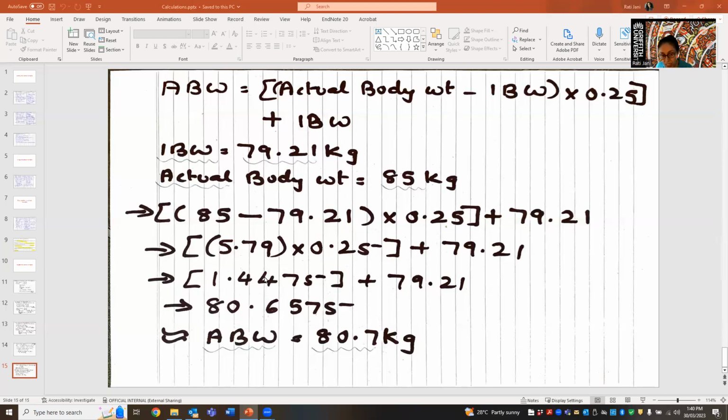Now you have to do an addition of the final bracket value plus 79.21. This will give you 80.6575. So basically, this is 80.7 kgs. Do you see how the adjusted body weight is 80 kgs and the ideal body weight is 79 kgs? Adjusted body weight will always be a little bit more than your ideal body weight. I hope that is meaningful and it makes sense.